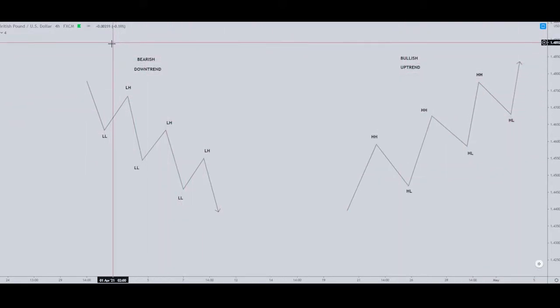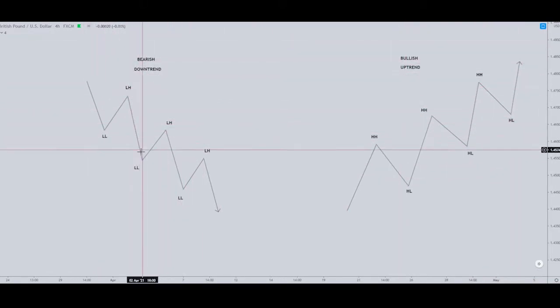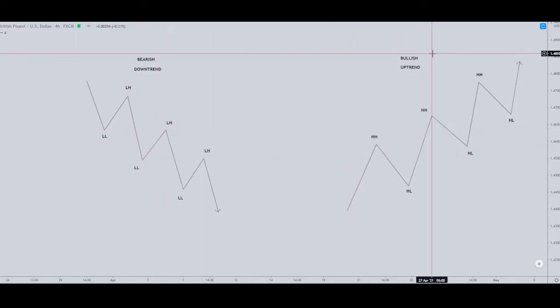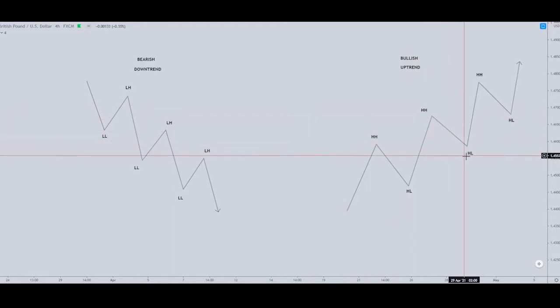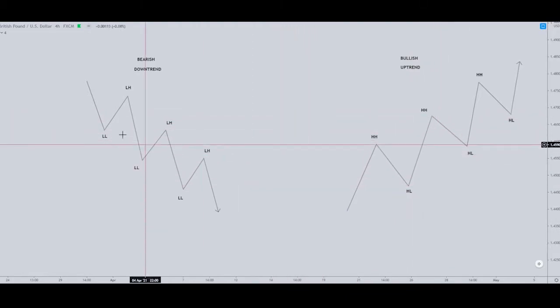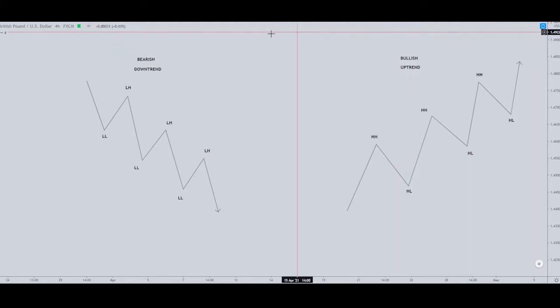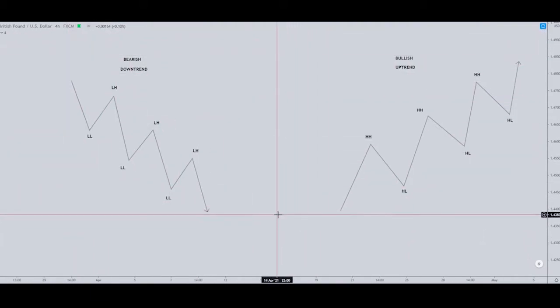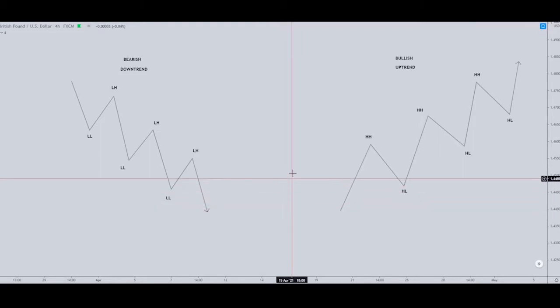On a downtrend, we are looking for lower lows, lower highs, lower lows, lower highs. And on an uptrend, higher highs, followed by higher lows, higher highs, higher lows. This is really important to have a clear definition of where the market is, so we can follow the trend by either entering a short or a long position.